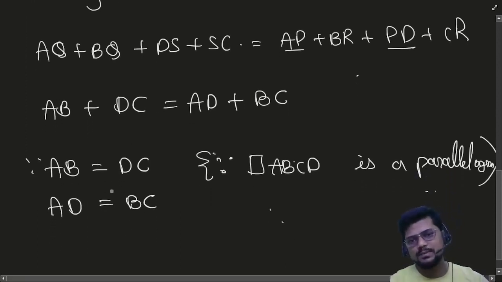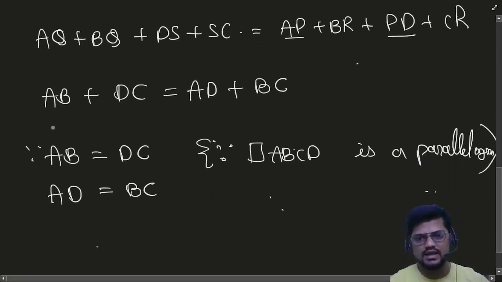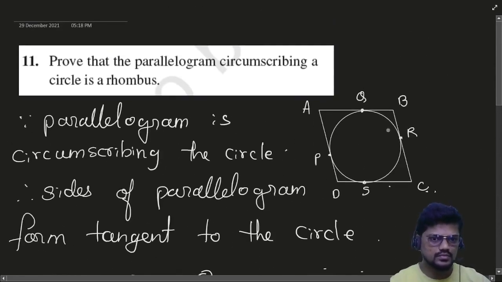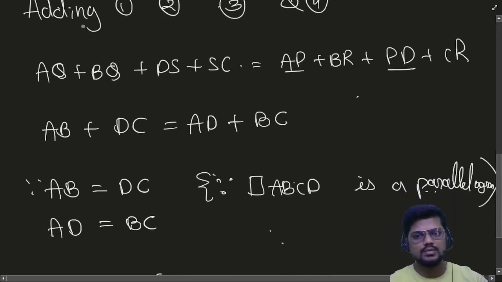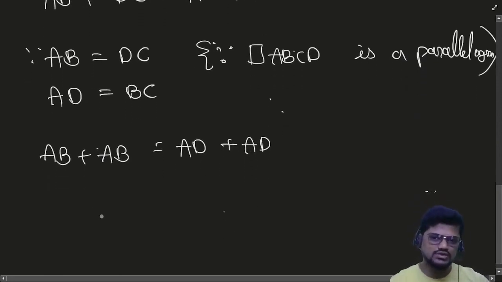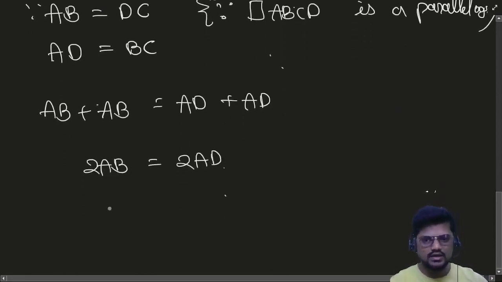So AB plus DC. Instead of DC, can I write AB? So AB plus AB will be equal to this is AD and BC can be written as AD. So can I say twice of AB is equal to twice of AD, and what do I get? AB is equal to AD.